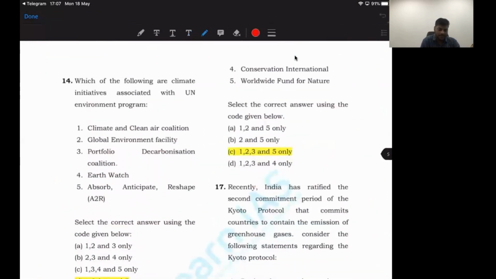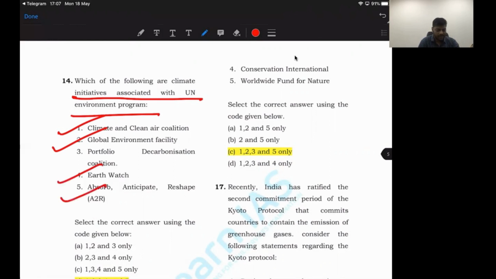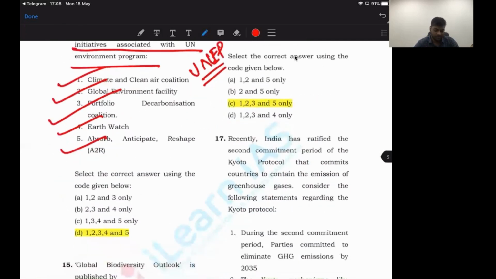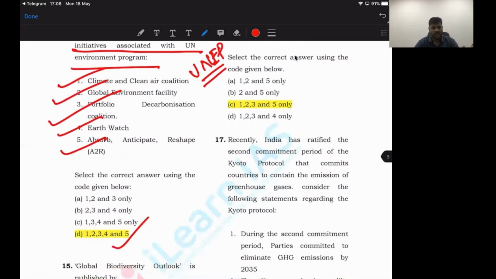Which of the following are climate initiatives associated with the UNDP? Climate and Clean Air Coalition, a previous UPSC question. Global Environment Facility, as we saw in the previous question. Earthwatch, Observe, Anticipate and Reshape, Portfolio Decarbonization Coalition. All are programs associated with the UNDP. I had also shown you the homepage of UNDP, in which we found a number of initiatives, and all these are those initiatives. Those who didn't know these facts, please remember them. This can be a good question. All these 5 activities are by UNDP, so take it as new information.